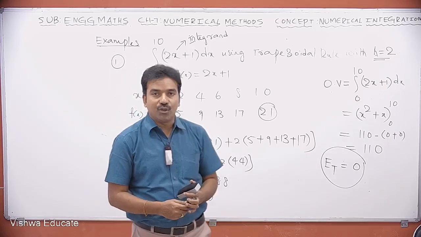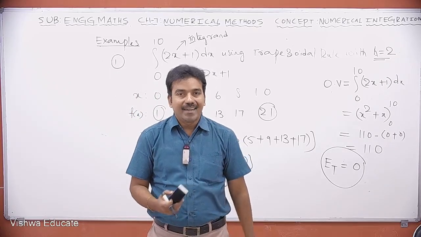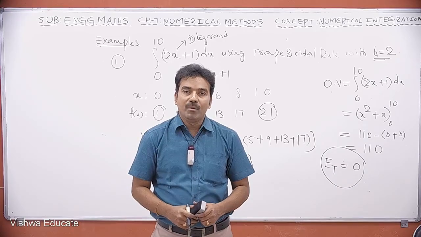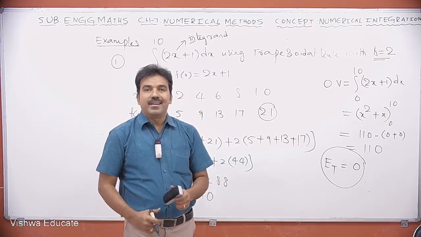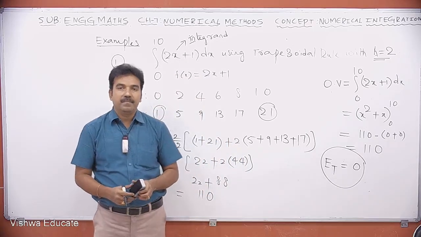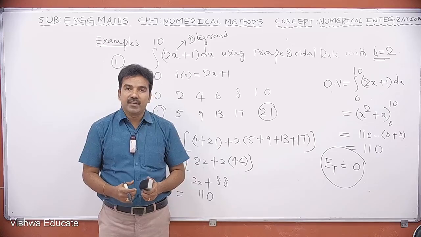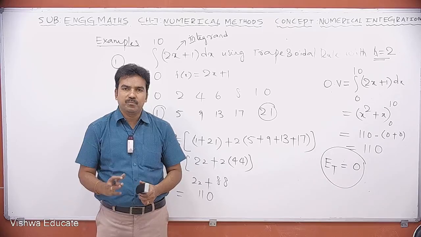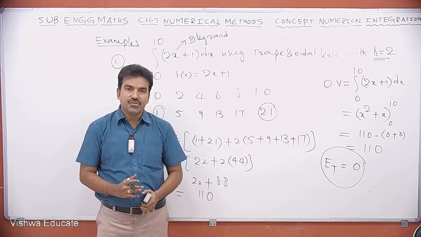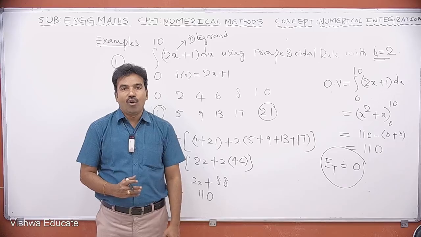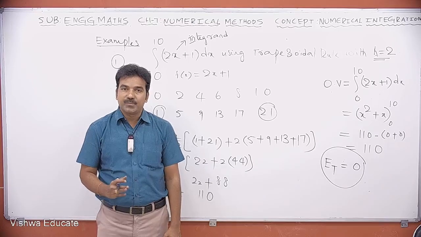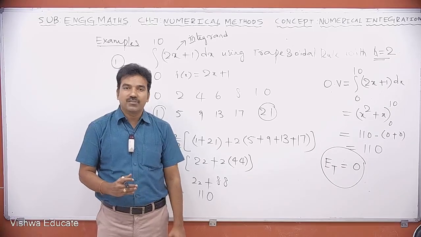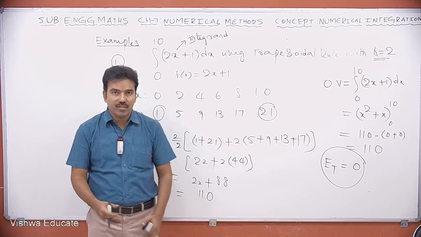Trapezoidal rule gives zero error for all polynomials of degree 1, irrespective of the number of subintervals. This is the most effective point: trapezoidal rule gives zero error for all first degree polynomials, irrespective of the number of subintervals. Right? This is the reason why we start the number of subintervals always as multiples of 1.